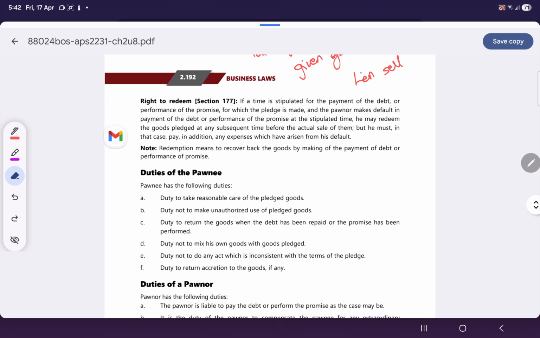Duties of a pawnee. Now pawnee is the one who has taken the goods. What are his duties? Take reasonable care of goods. Do not make unauthorized use of goods. Return the goods when the debt is repaid. Do not mix with his own goods. Do not act in a manner inconsistent with the terms of the pledge. Duty to return accretion of the goods. Cow and calf example.